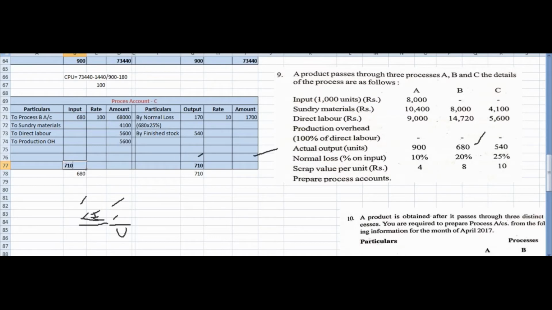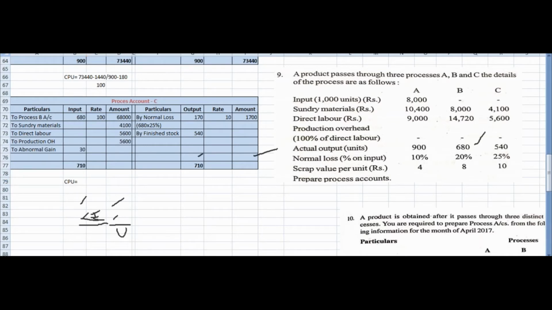Now this 30 is abnormal gain. Yes, it is abnormal gain. So we need to find the abnormal gain rate and amount. Now once again, we have to use this formula for the cost per unit.